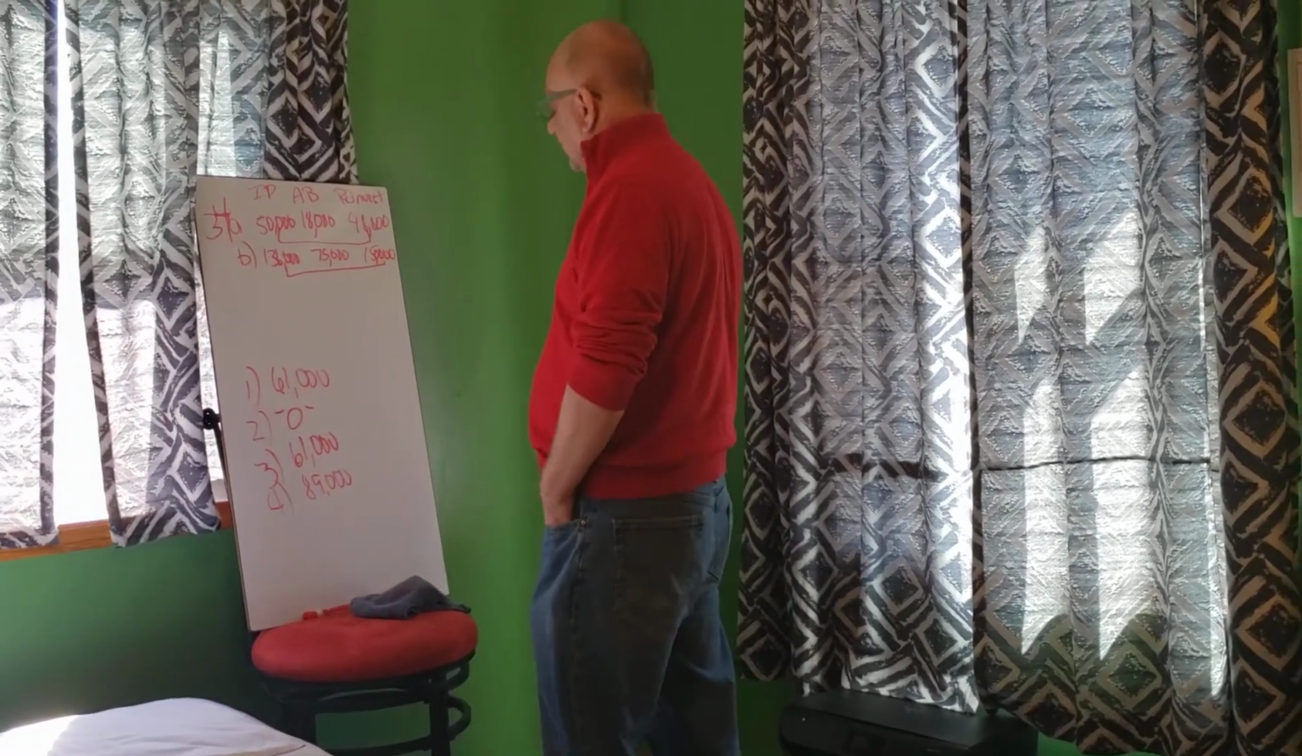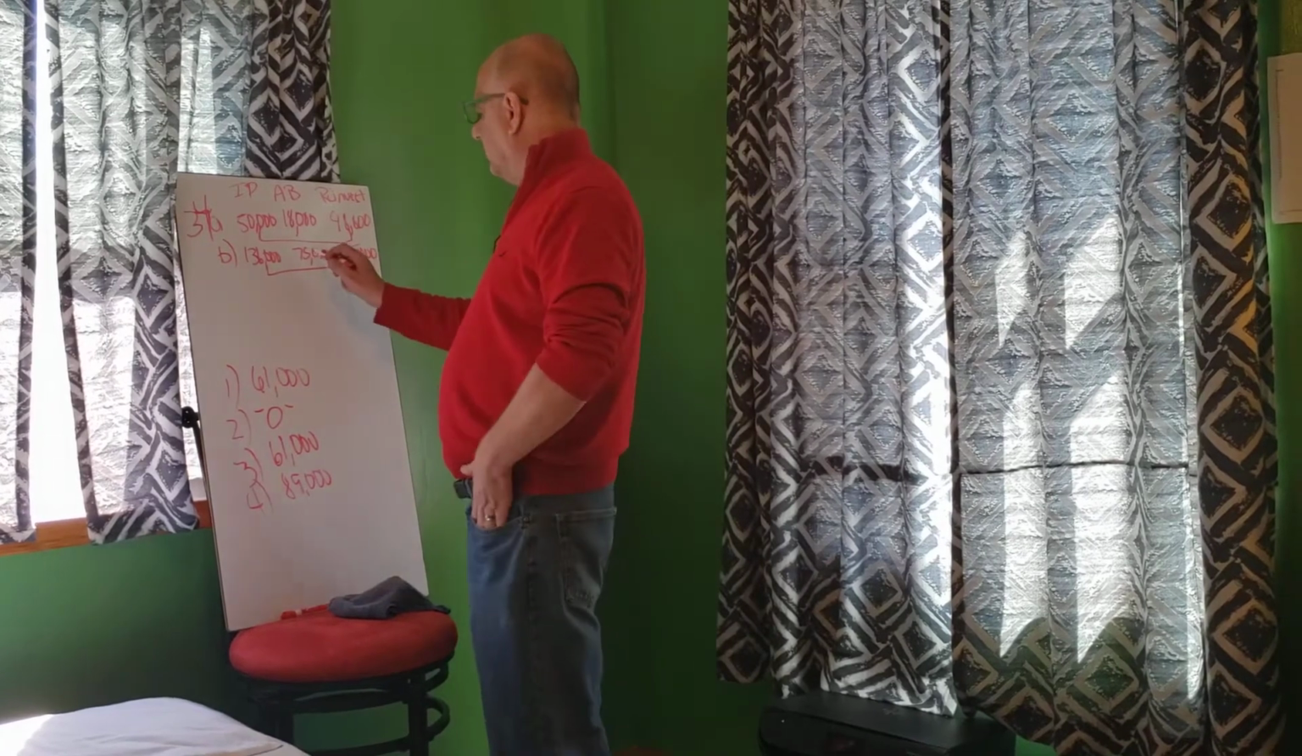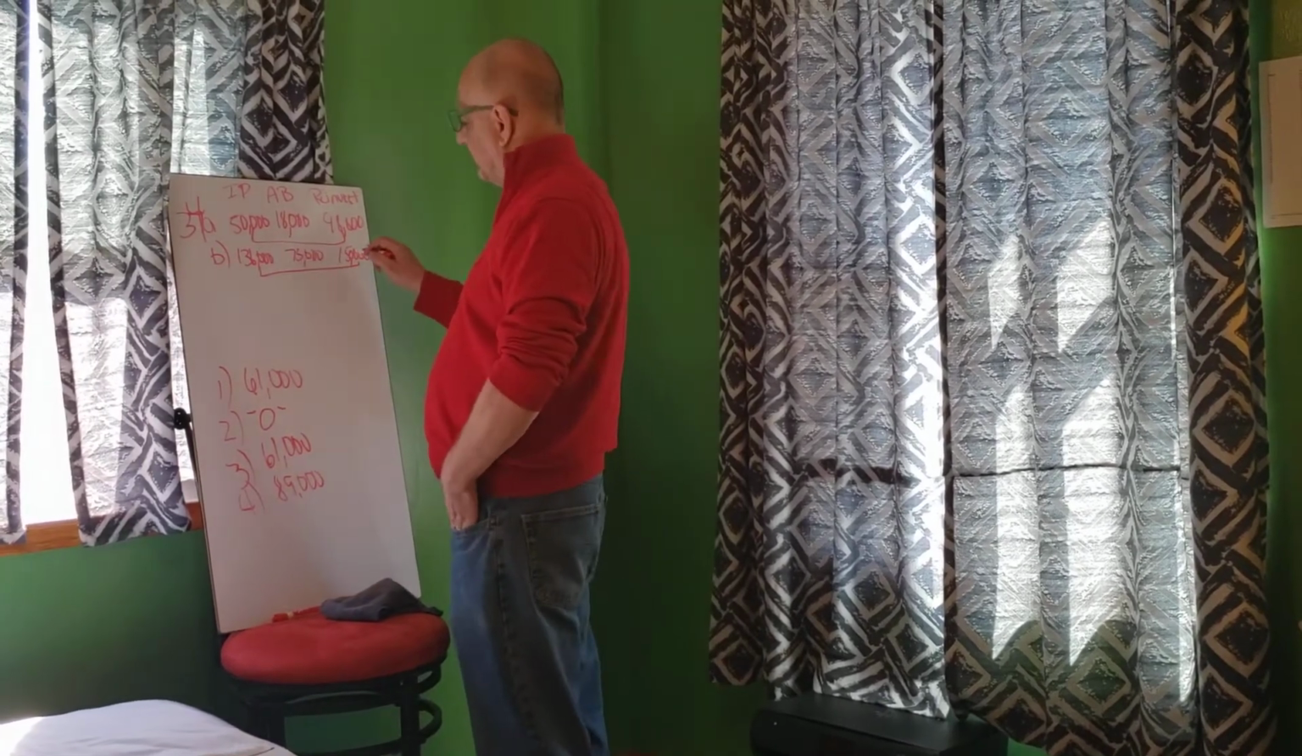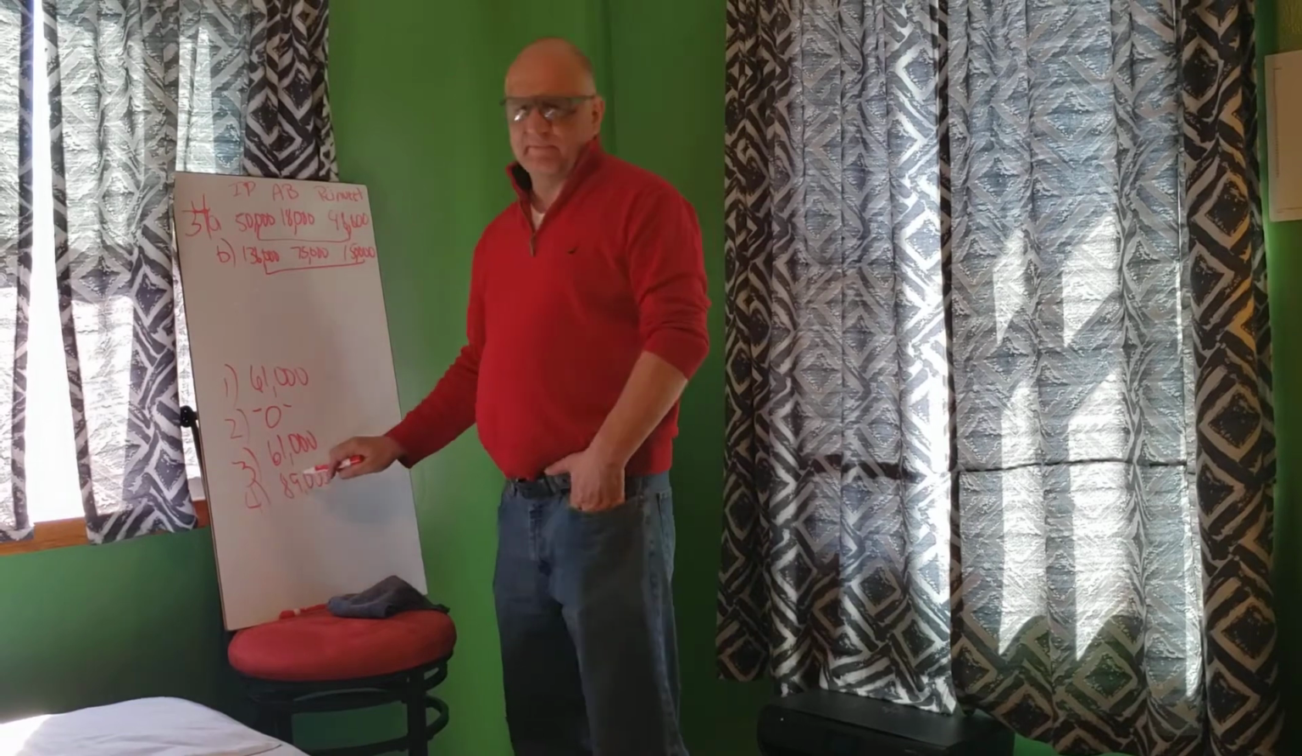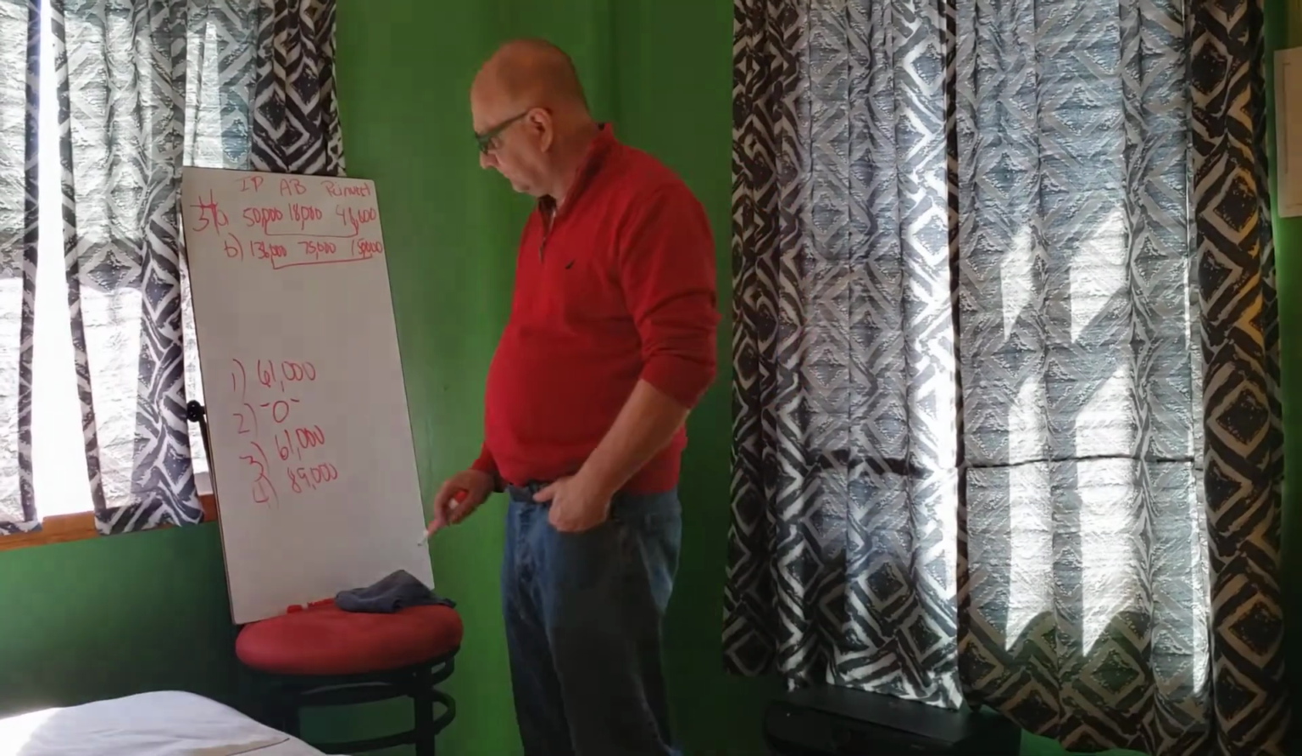An alternative way we could do this is we could take my old basis of 75 plus the $14,000 of new money to come up with also 89. Okay?